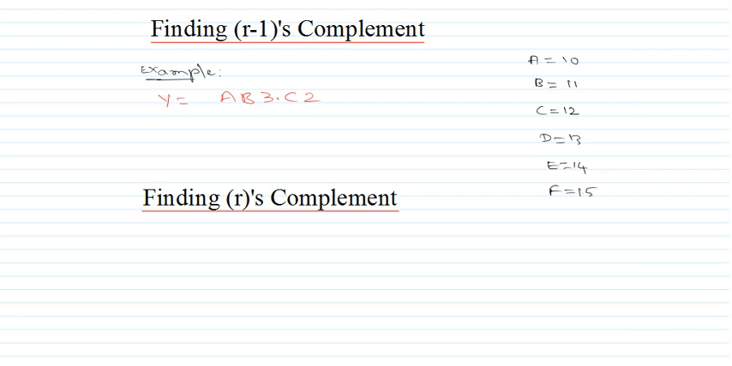Now use this as a reference and let us try to find out the complements here. Now to find r minus 1's complement in the hexadecimal system, the r value is equal to 16 and r minus 1 is equal to 15. So here, if I am finding r minus 1's complement, it is nothing but we are finding the 15's complement. What is the value of 15 in hexadecimal? It is going to be F.